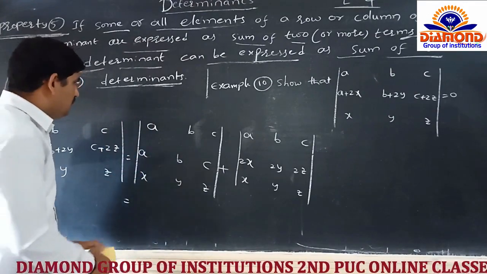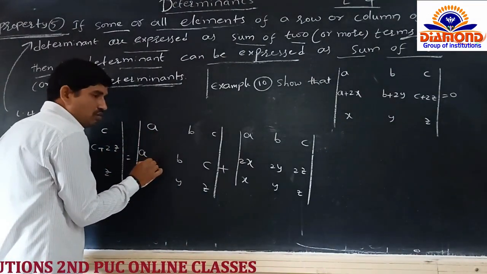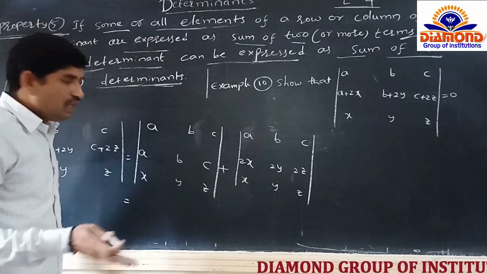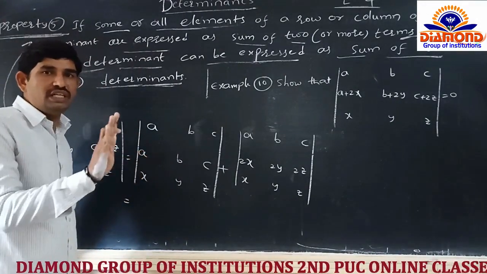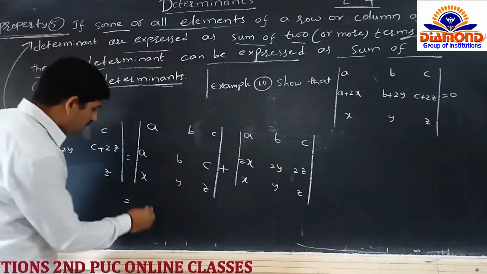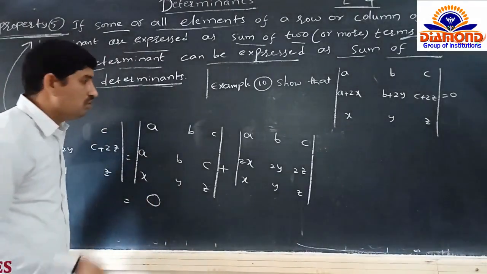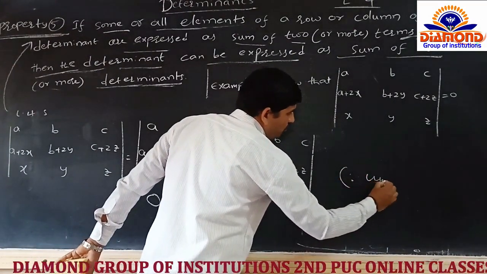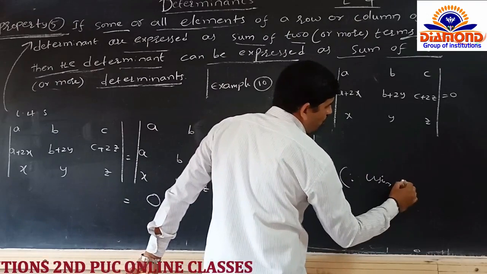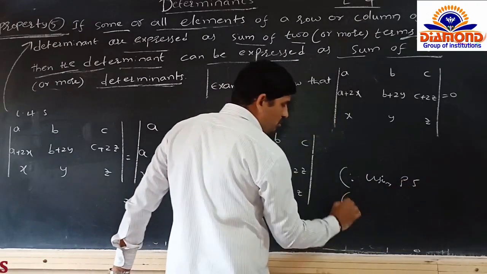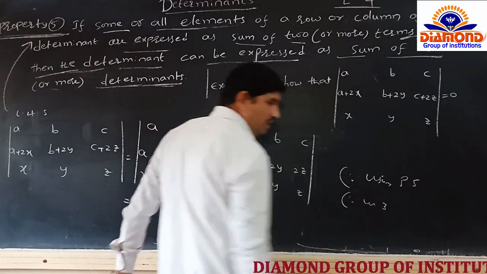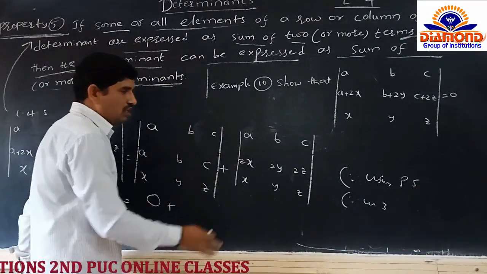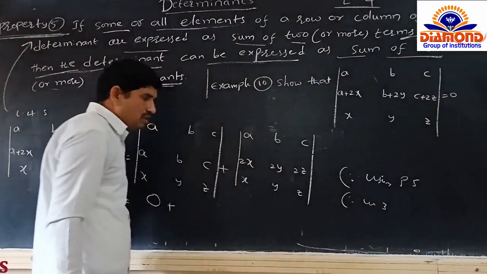Yes or no? See, this is the first row, this is the second row. In this, row 1 and row 2, they are identical or not? If any two rows or any two columns are identical, that is property number 3, we can write the answer is 0. But you have to write here which property we are using: first property 5, after that property number 3. Yes, the answer for this is completed. Next is the second determinant.